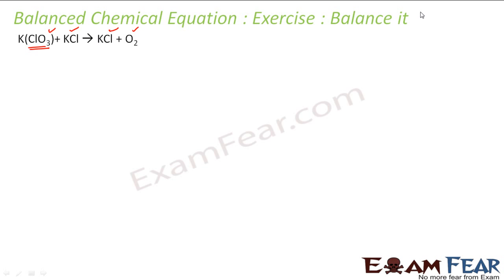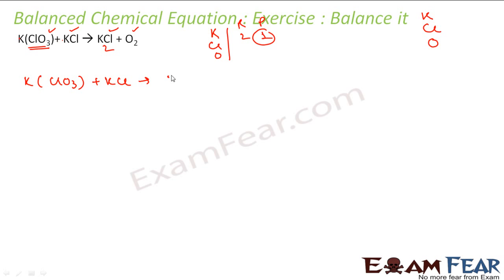Any metal? No. Non-metal? Potassium, chlorine, oxygen, all. So oxygen will be put last, because oxygen and hydrogen have the least priority. So let's see the balance. KClO. This is my reactant, this is my product. Potassium is 1, 2, and in the product there is only 1 potassium. It is not balanced. Let's multiply this guy with 2. So what you get is KClO3 plus KCl is equal to 2 KCl plus O2.